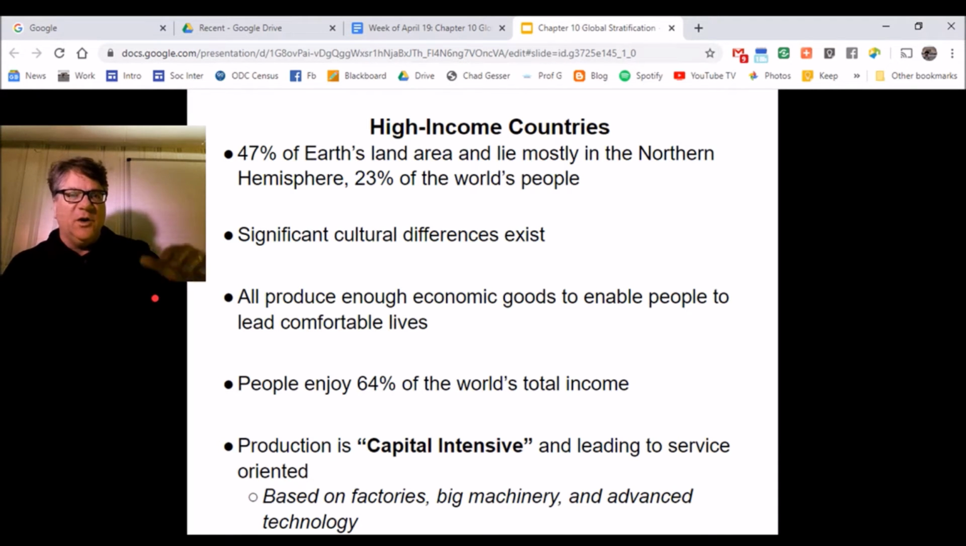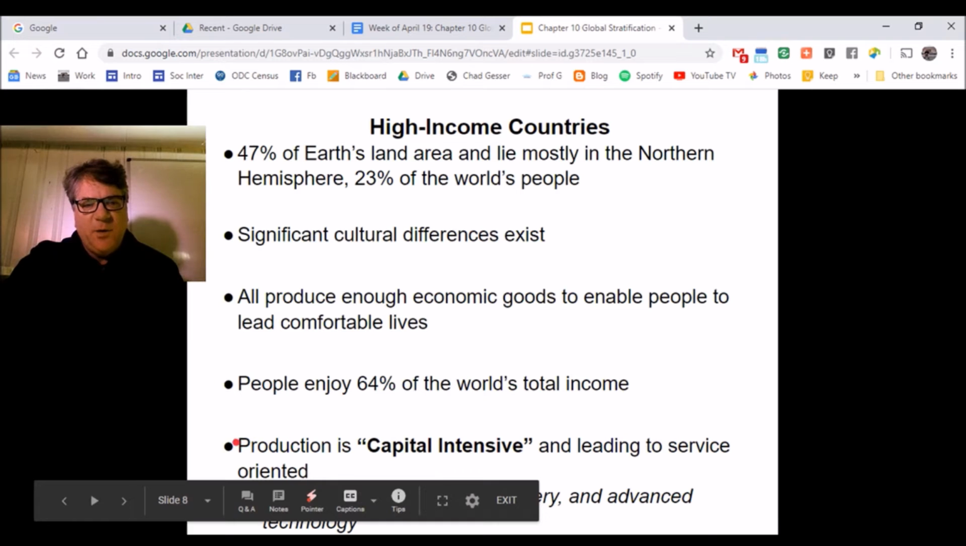High-income countries are largely in the northern hemisphere. Look at that first bullet point there. 47% of the Earth's land area, only 23% of the world's people, okay? So about half of the land area and about a quarter of all the people in the world. So you start to realize that most people in the world live in a middle or low-income country. Most people in the world are on that borderline of poverty, and we're going to talk about what type of poverty here in just a little bit.